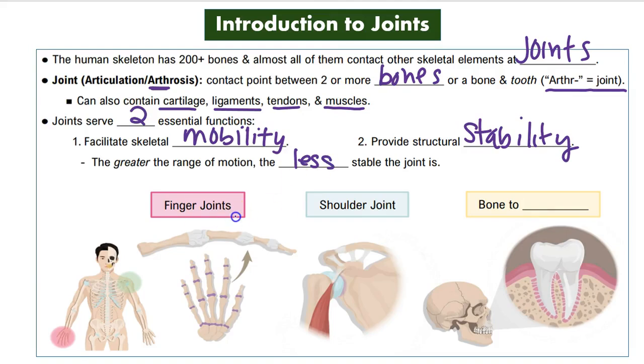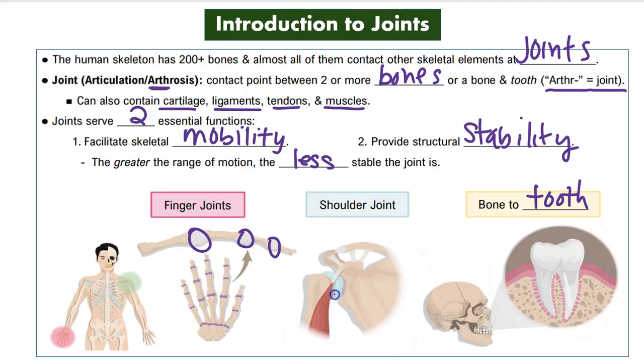So let's get into a couple examples. We have our finger joints, our shoulder joints, and our bone to tooth connection. Okay, so in the finger joints, you'll notice that you have joints here in between the phalanges of the fingers, and that's what they're kind of pointing out to. And so those are just going to be simple joints in between the bones.